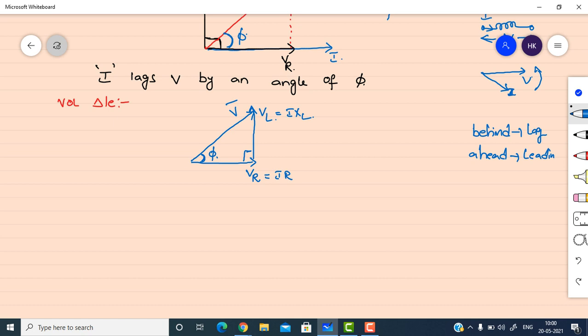This current equation can be written as i = Im sin(ωt − φ). Is it the correct current equation for the above circuit? The minus sign indicates that current is lagging, and this φ indicates the angle by which it lags. Current lags V by an angle of φ. So that's why the angle is φ, and the minus sign indicates the lagging nature.